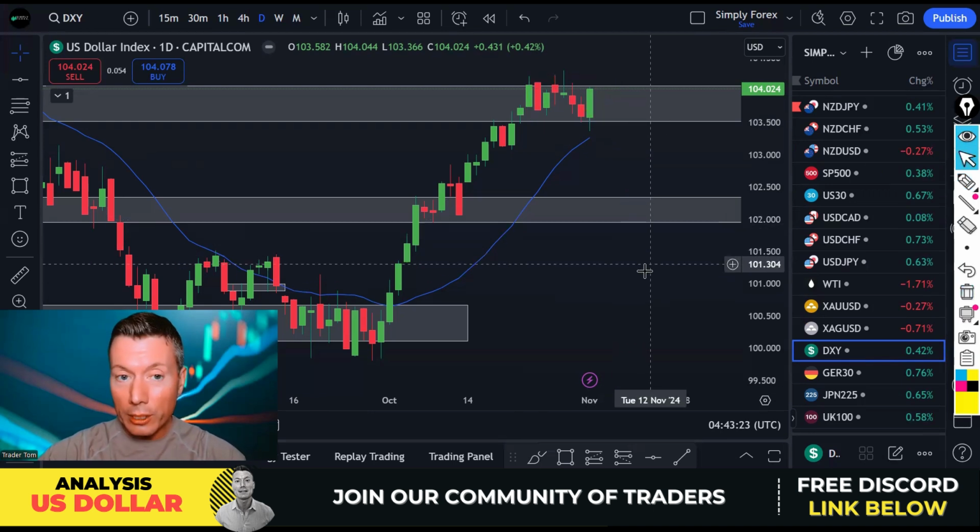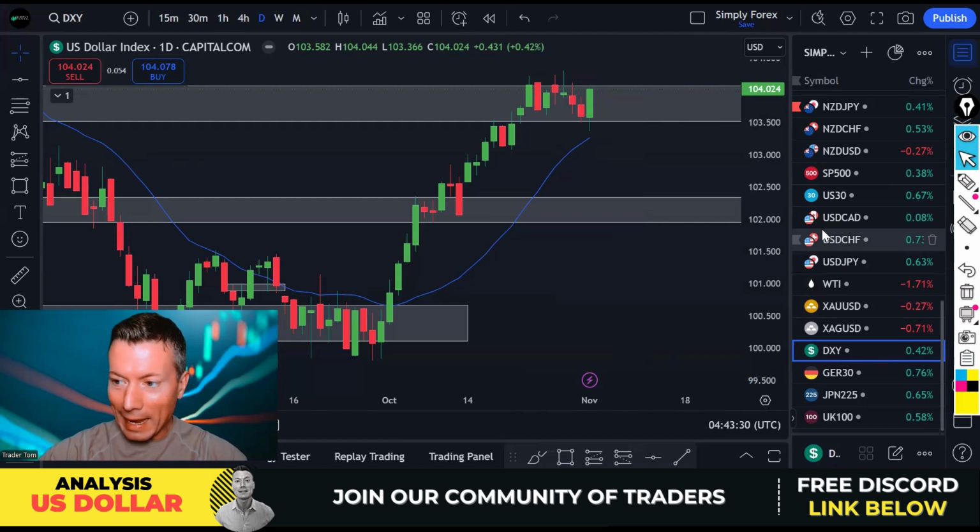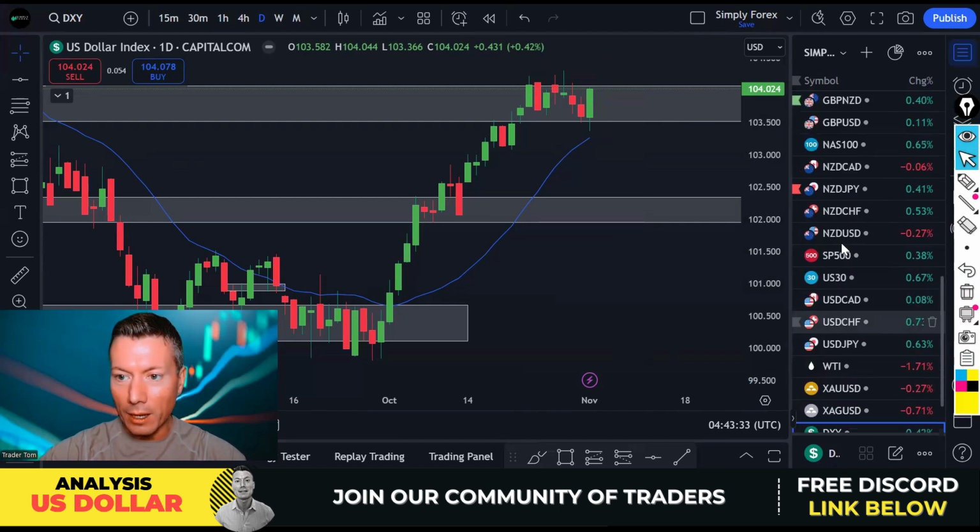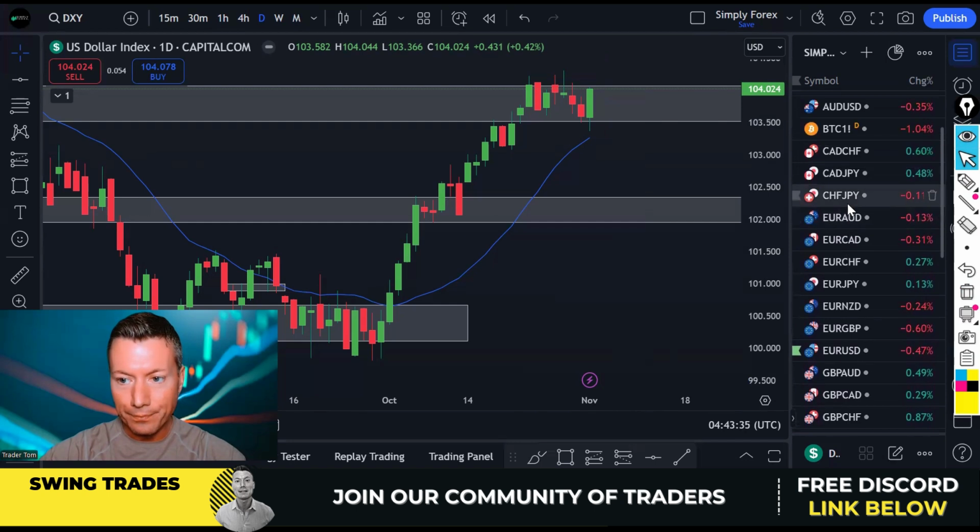All right, guys, so I wanted to share with you guys the dollar because I know a lot of you trade the dollar, okay? But now let's look at my trade ideas, and we're going to start with some yen pairs.